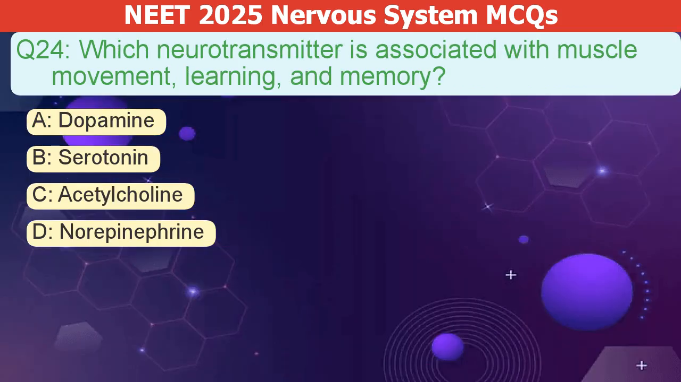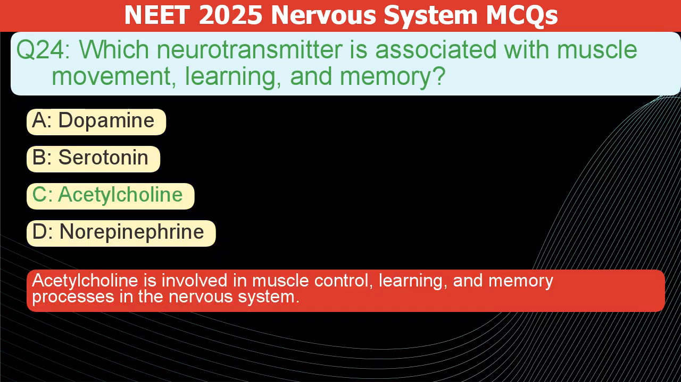Which neurotransmitter is associated with muscle movement, learning, and memory? A. Dopamine. B. Serotonin. C. Acetylcholine. D. Norepinephrine. The correct answer is C. Acetylcholine is involved in muscle control, learning, and memory processes in the nervous system.